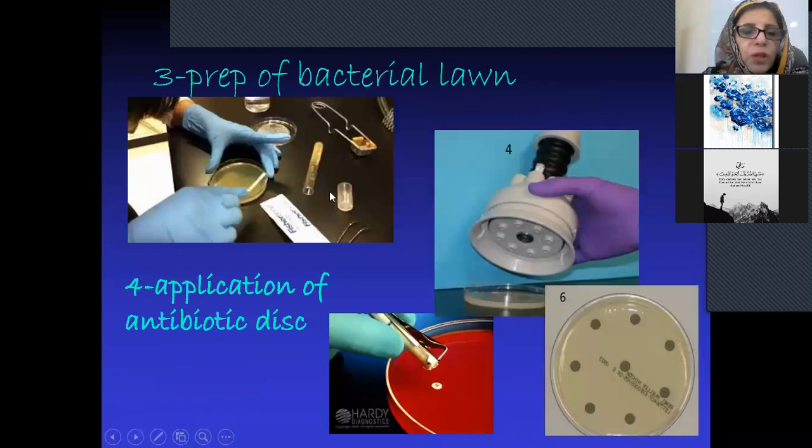Then what we are going to do is dip a swab into that inoculum which we prepared, and we are going to spread it onto this plate. And once we have spread that, then we are going to apply these antibiotic discs. Once the whole procedure has taken place, this is the plate, and these are the antibiotic discs, containing the antibiotic concentration. And this we then put into the incubator for 24 hours.